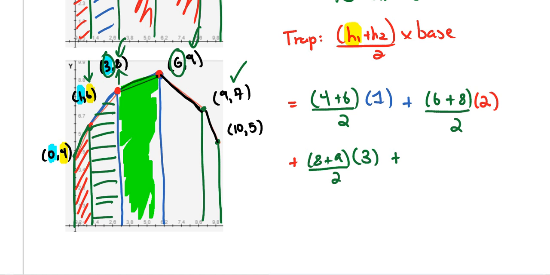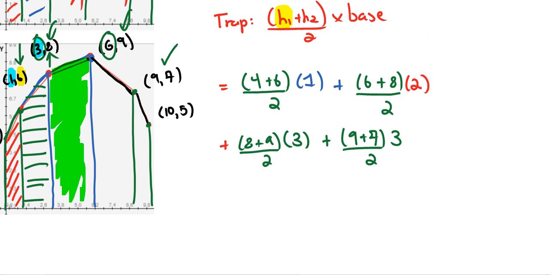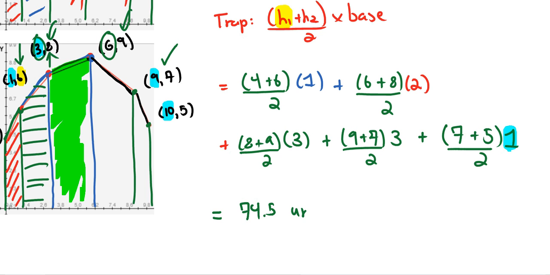And then I'm going to just do the other trapezoids, because I think you probably see the pattern now. This one has a base of 3 there, and finally the last one has an h1 height of 7 and an h2 height of 5 divided by 2 times a difference of 1. Once again, this 1 right here is the difference between 10 and 9. Okay, and if I add up all those numbers, I get 74.5 units.